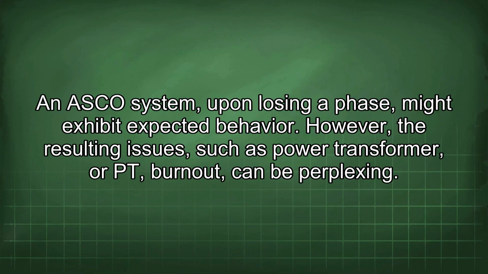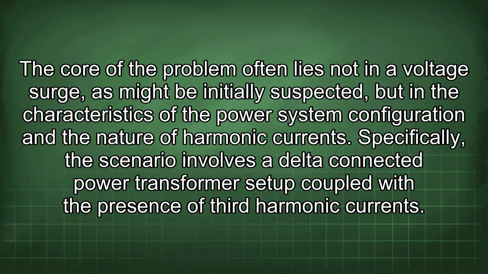An ASCO system, upon losing a phase, might exhibit expected behavior. However, the resulting issues, such as power transformer or PT burnout, can be perplexing. The core of the problem often lies not in a voltage surge, as might be initially suspected, but in the characteristics of the power system configuration and the nature of harmonic currents. Specifically, the scenario involves a delta-connected power transformer setup coupled with the presence of third harmonic currents.